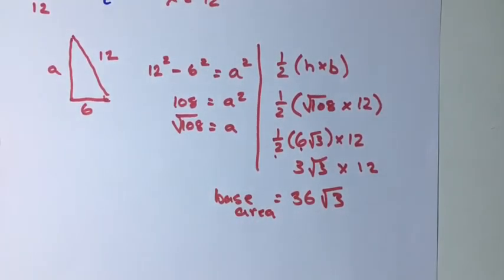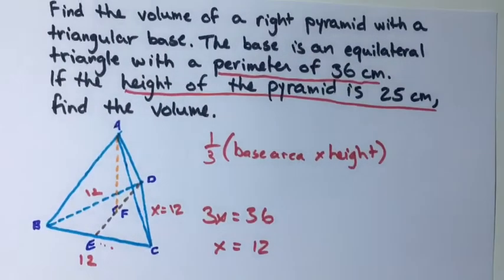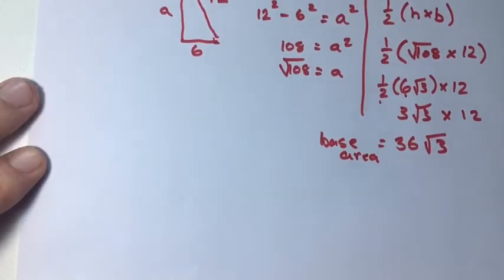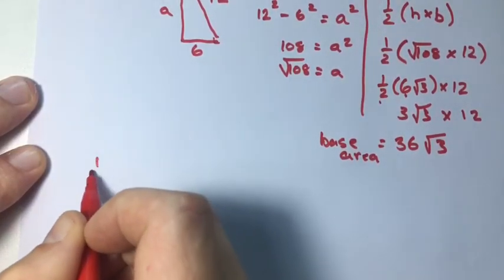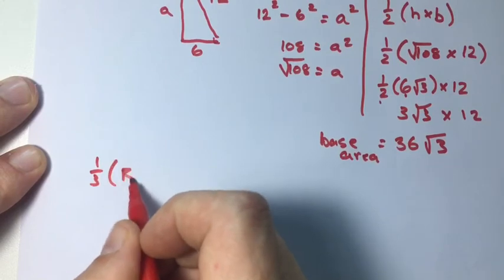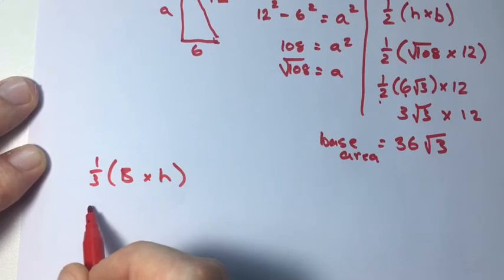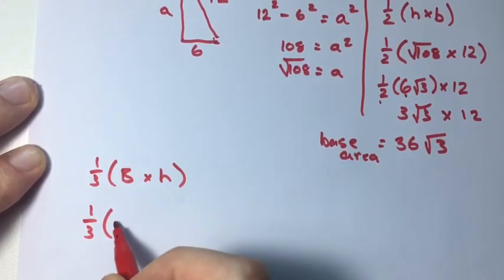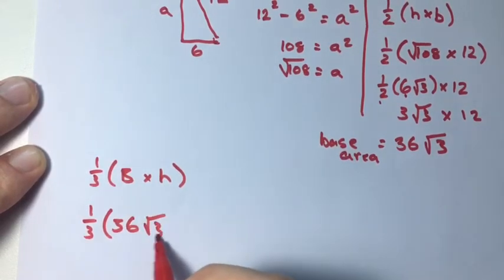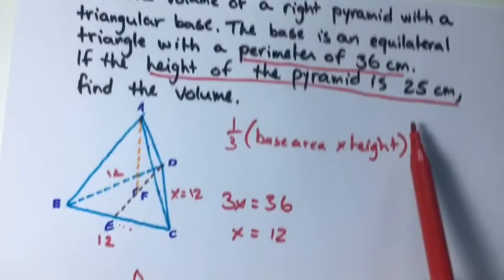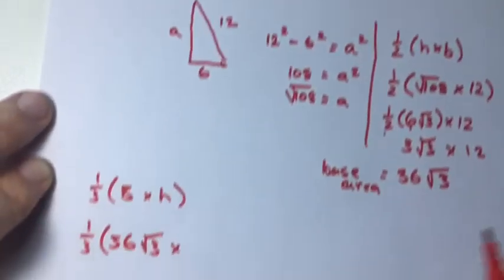Okay. So now to find the volume of our pyramid, we need to multiply, if we come back up here, base area times height times 1/3. So let's rewrite that down here. 1/3 times base area times height. So 1/3 times 36 square root of 3 times my height is 25 centimeters.